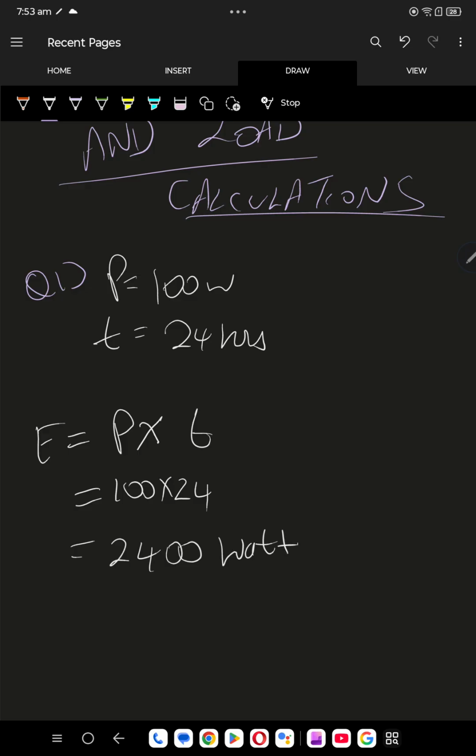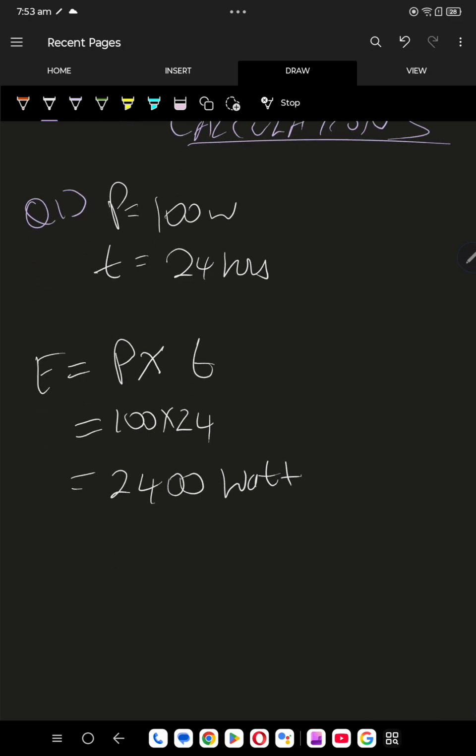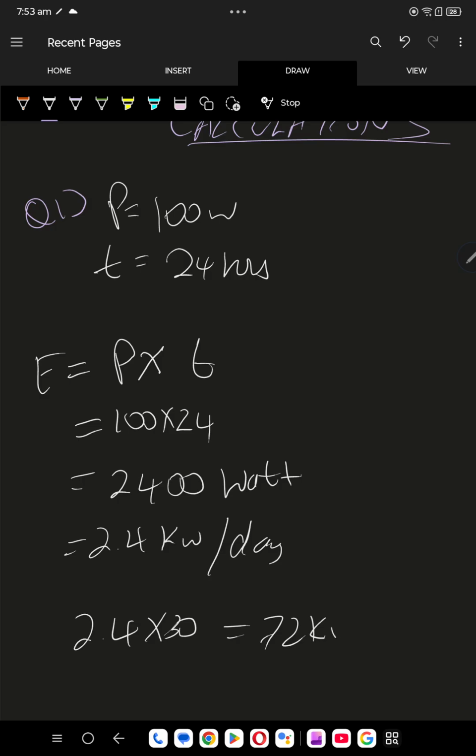But in normal, what do we get? We get it in kilowatts. So that's going to be 2.4 kilowatt hours. This is again for per day. For per month, 2.4 into 30. That is going to be 72 kilowatt hours. Basically, the energy consumed by a 100 watt TV in a month is 72 kilowatt hours. That's it.